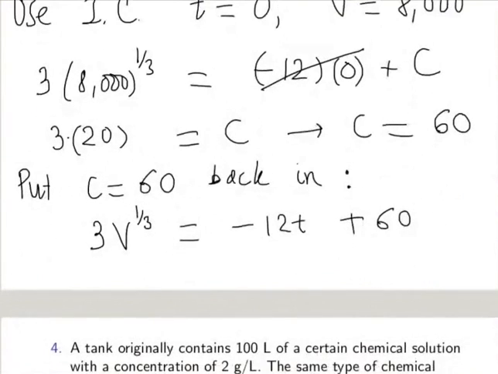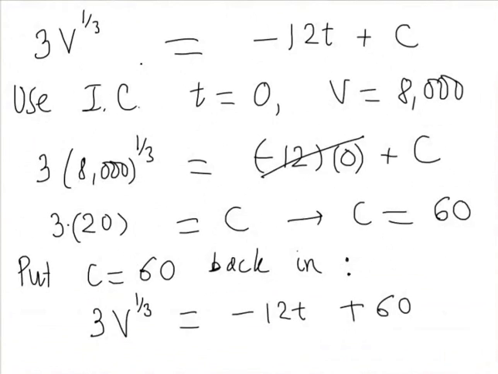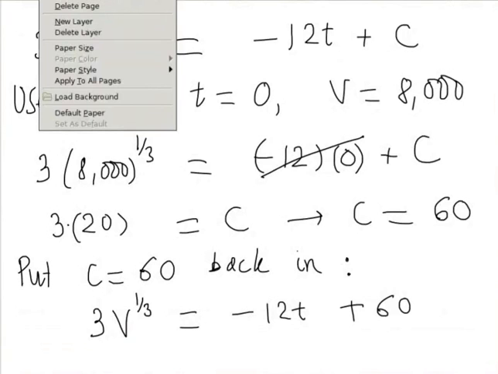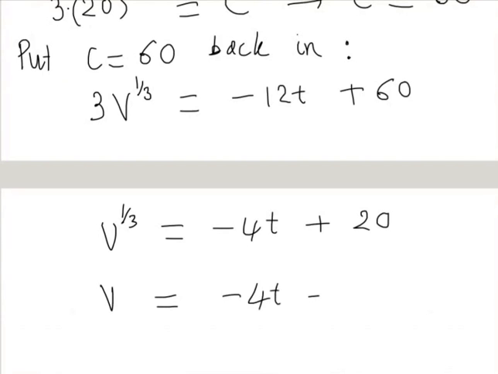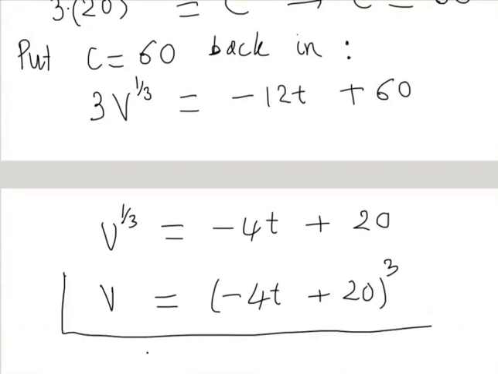Now to solve for V, divide both sides by 3. We have V to the 1/3 is minus 4t plus 20. And raised to the power 3, we have the formula for V. And this is the formula for the volume of the cube at time t.